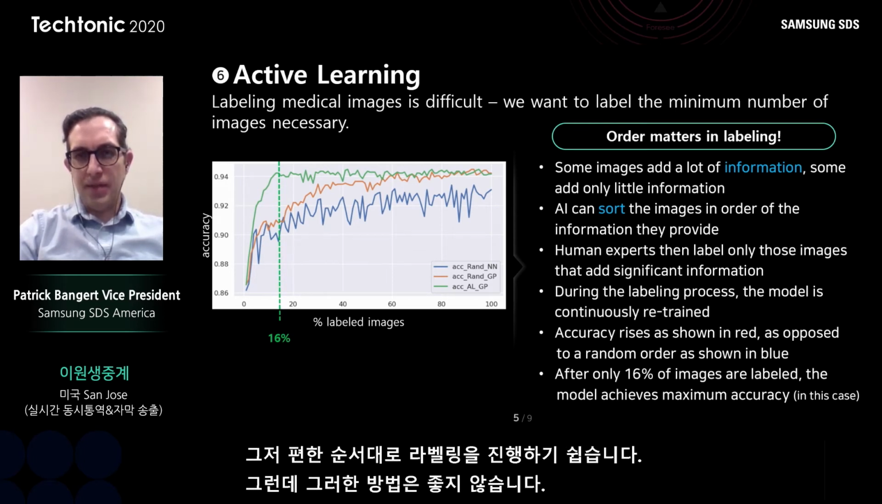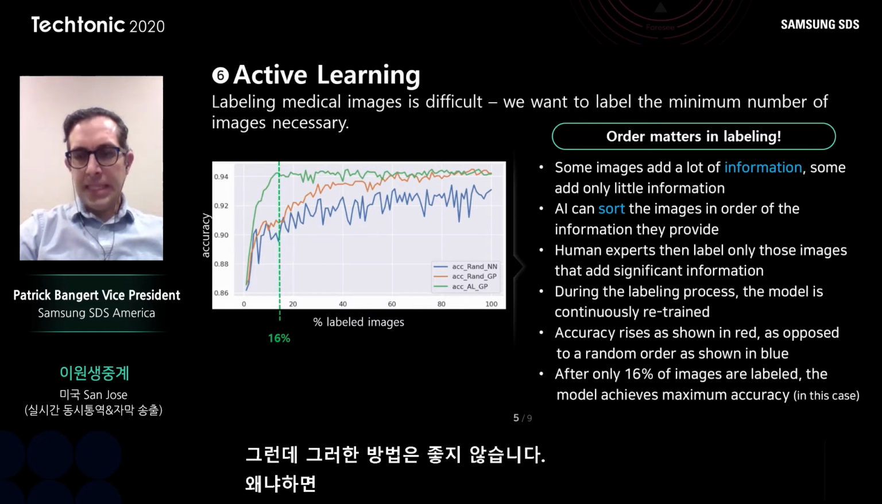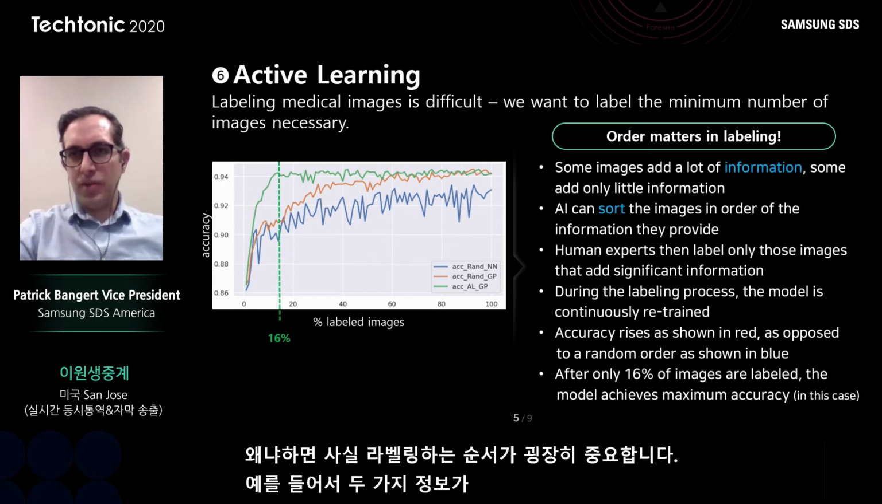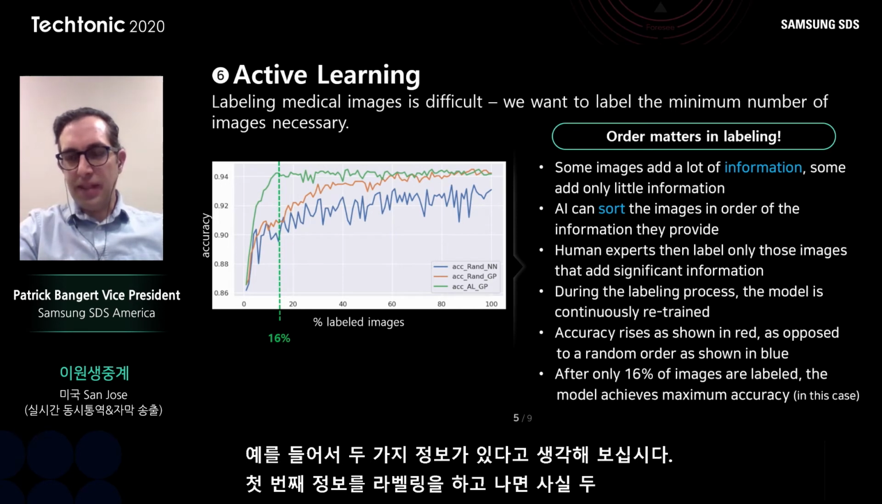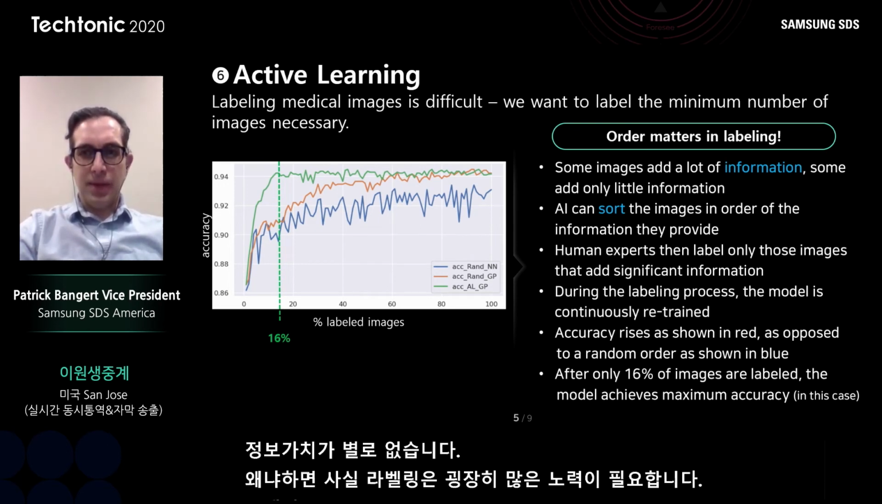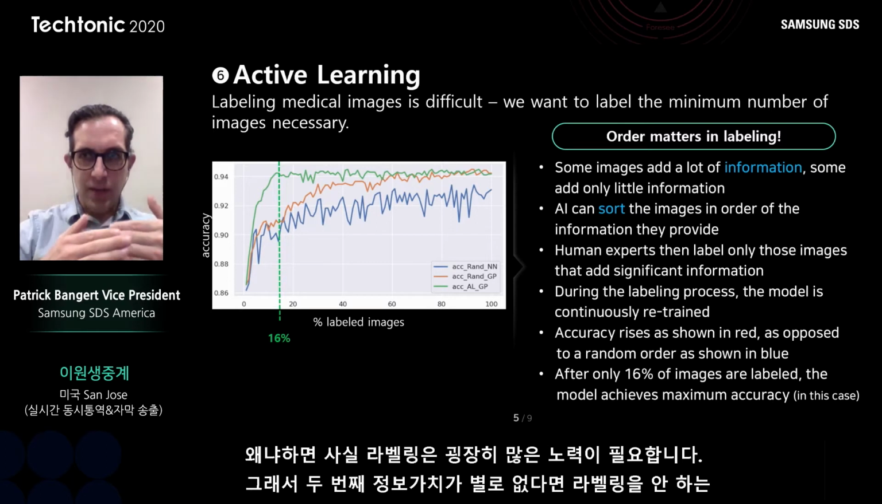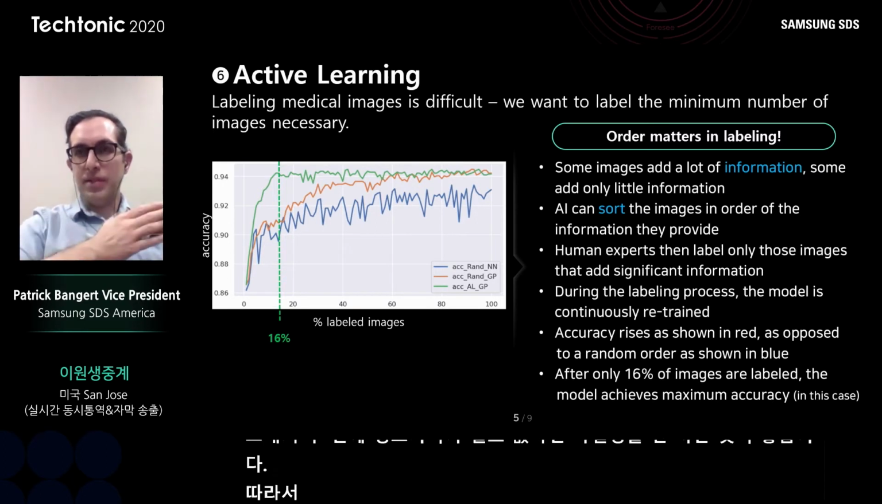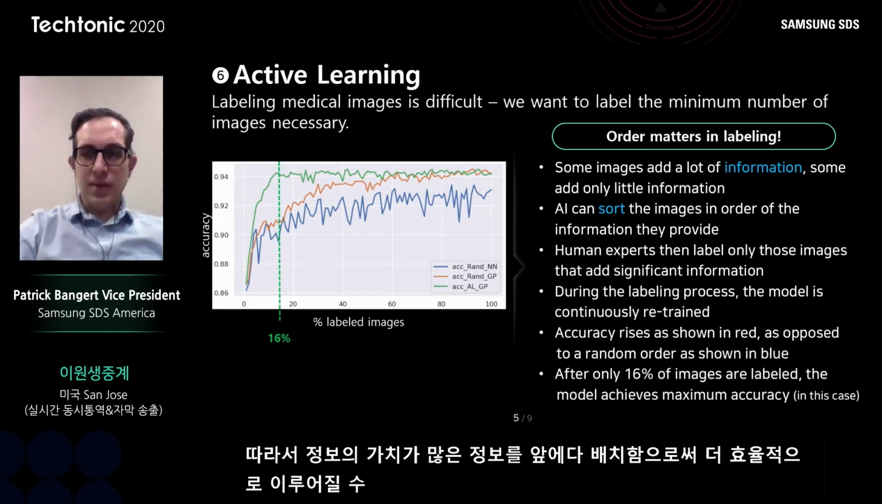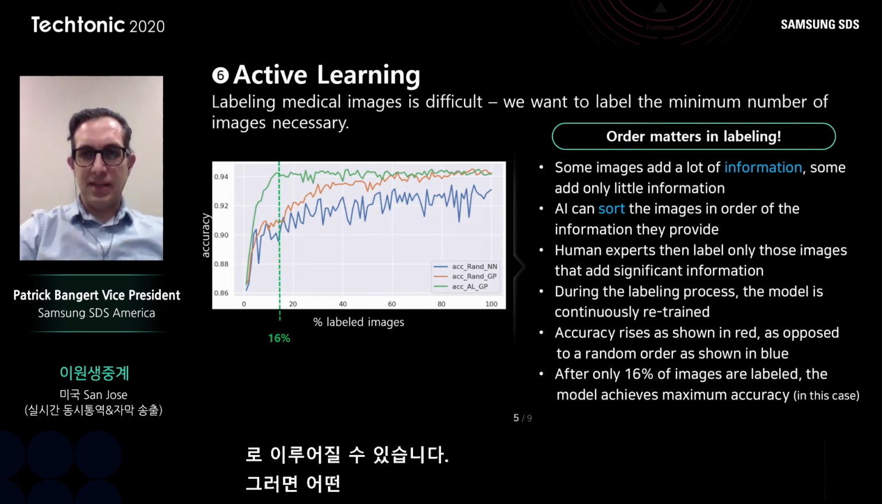Suppose that you have two images that are very similar to each other. After you've labeled the first, the second image adds virtually no information. So why label it? The labeling is an effortful activity, and so we don't need to label that second image. Now, you can manage this appropriately if you sort the data set in order of information gain from the most information to the least, but you cannot do that a priori. You can only do that in sequence by labeling little pieces at a time.